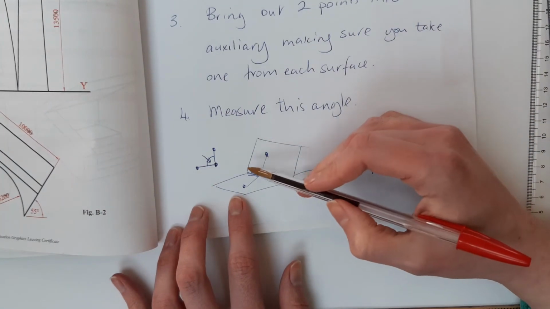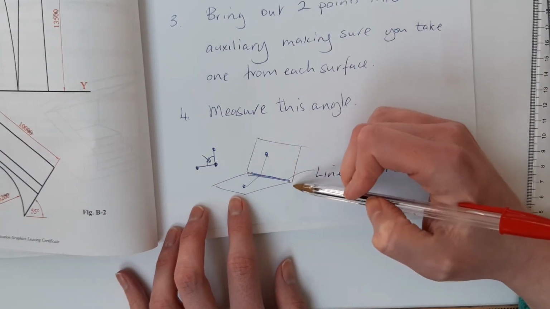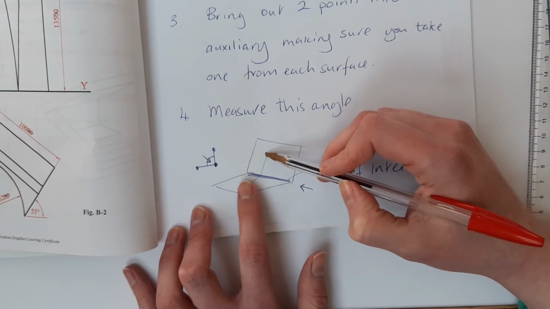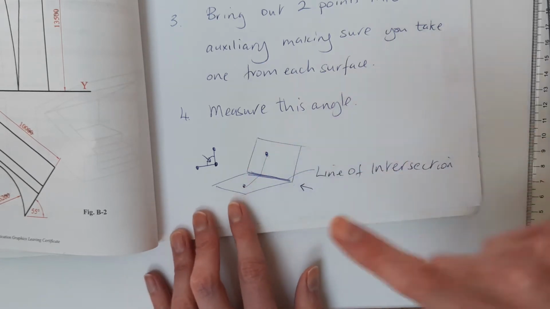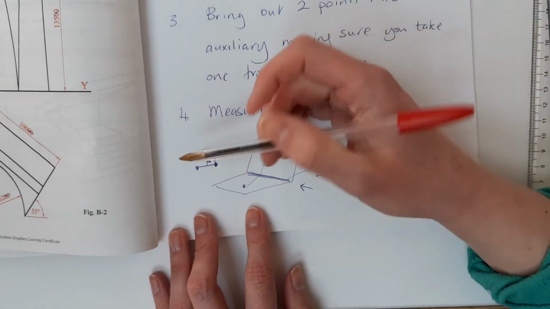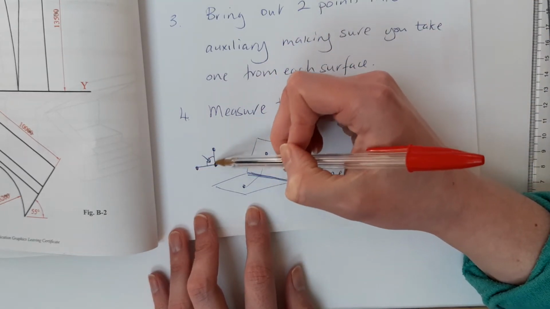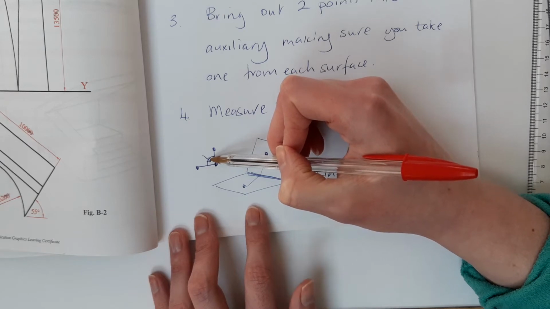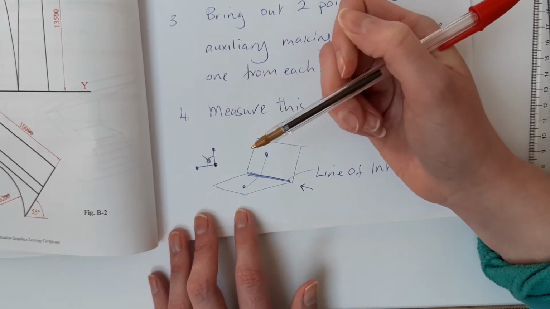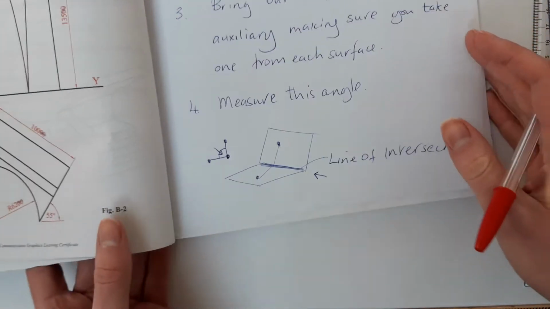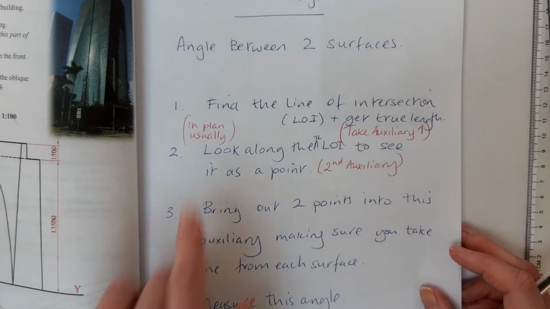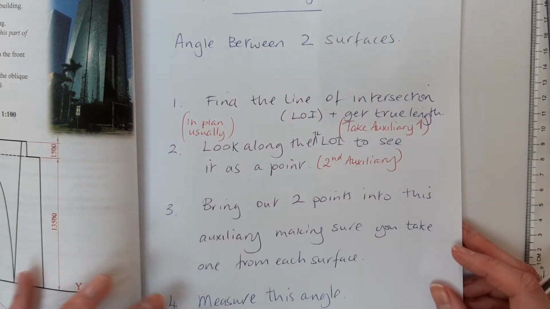So you're first of all going to find the line of intersection and get the true length of it. You're going to pick 2 points on each surface, and then you're going to look along it. That's taking the second auxiliary, and you're going to see the angle. So the 3 individual points, when you join them together, the angle in the middle is the dihedral angle of the 2 surfaces. So just recap, the dihedral angle is the angle between 2 surfaces. That's what we're trying to find.